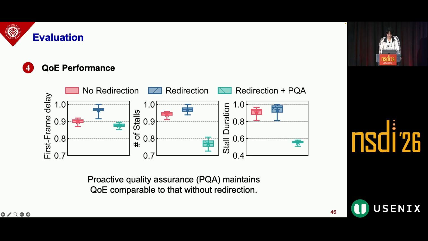And finally, we measure the QoE performance in an A/B test. Redirection without our proactive quality assurance noticeably increased the first frame delay and number of stalls. However, when we enabled redirection combined with the proactive quality assurance, the QoE metrics were not only fully restored, but were actually comparable to or even slightly better than the baseline without redirection. The proactive pre-pulling effectively masked all network scheduling latencies.